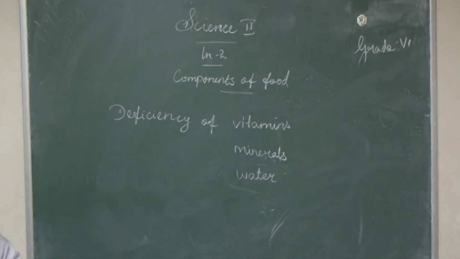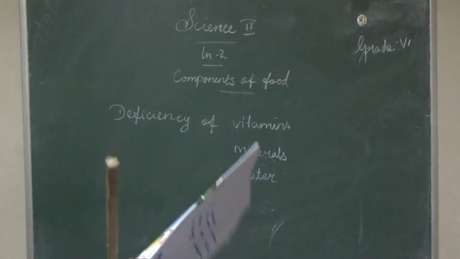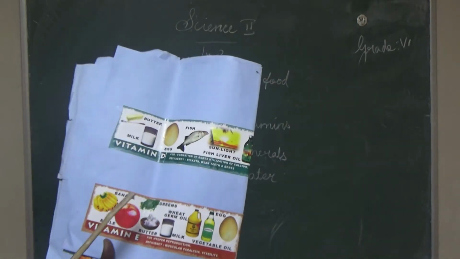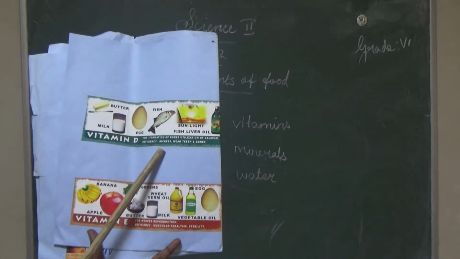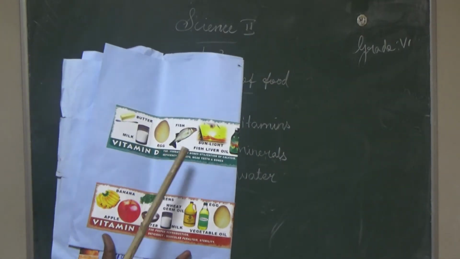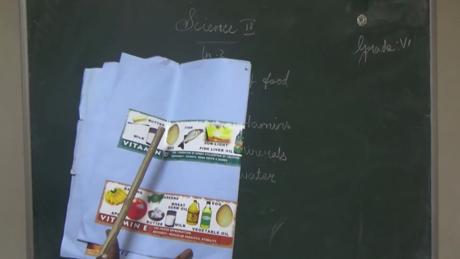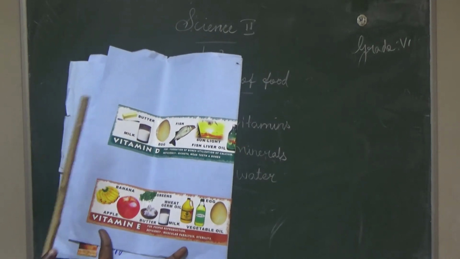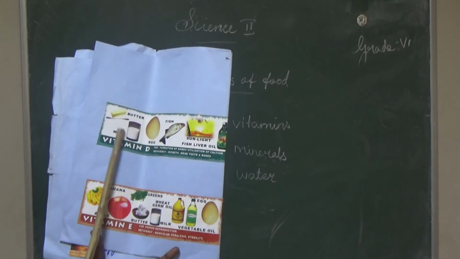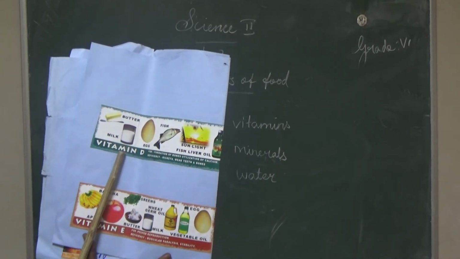Next, vitamin D. What are the food sources containing vitamin D? Sunlight, fish liver oil, fish, egg, milk, butter. These are some food sources containing vitamin D.